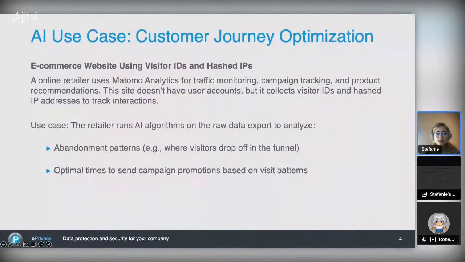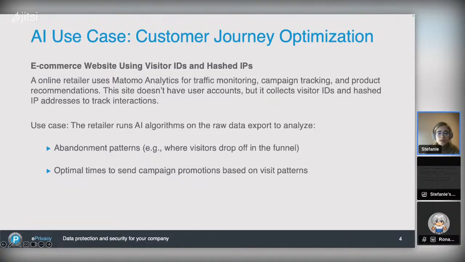This is a use case about customer journey optimization. As an example, we have an online retailer that uses Matomo Analytics on their website for traffic monitoring, campaign tracking, and product recommendations. The site doesn't have any user accounts, but it collects the visitor IDs, hashed IP addresses, and of course the interactions of the website users with the website.